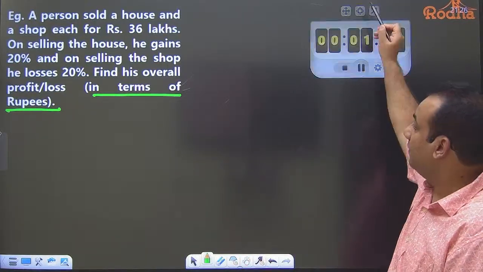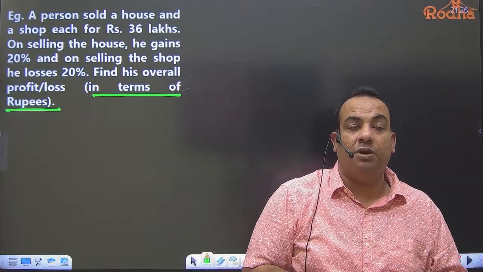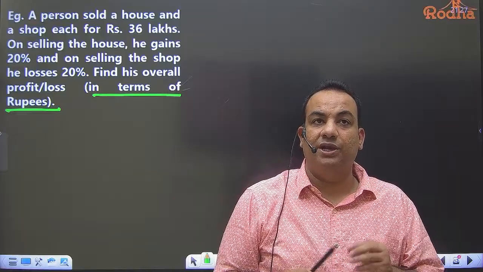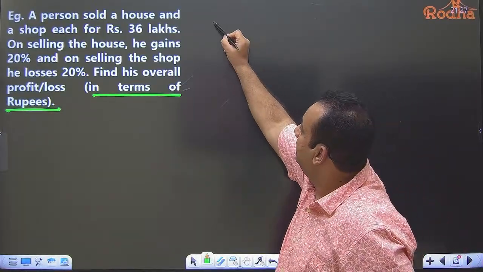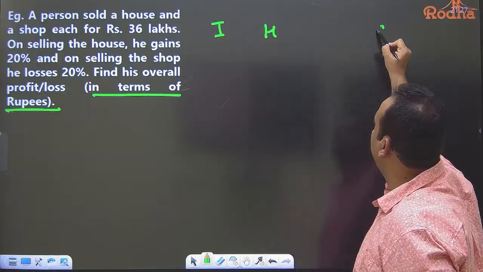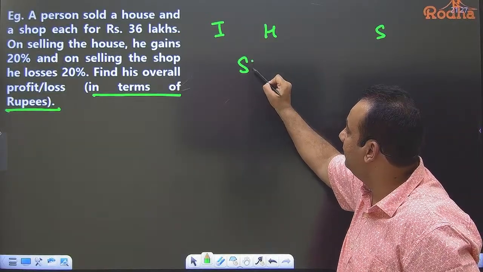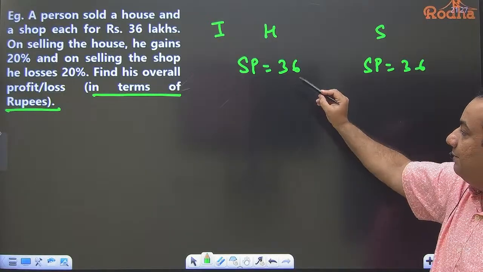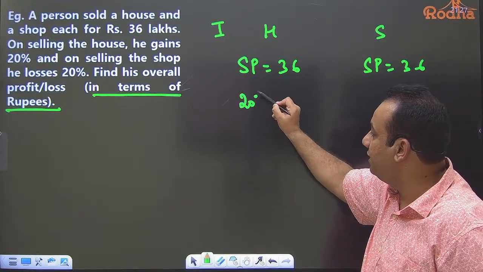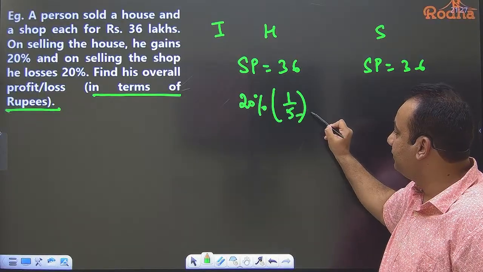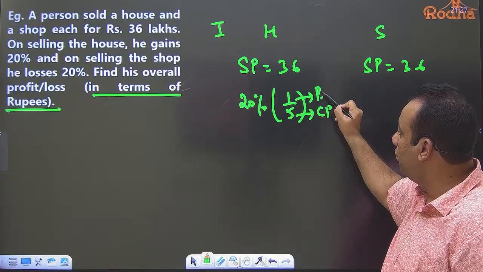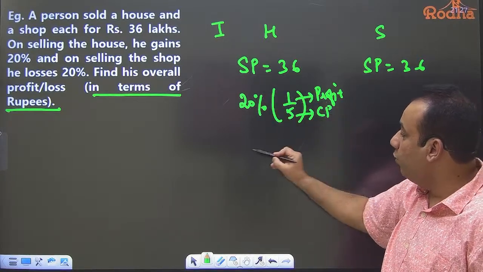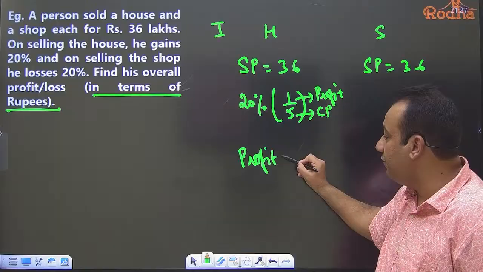Now see this. A person sold a house and a shop each for rupees 36 lakhs. If you want to do this question by basics, you can do that. Suppose this is house, this is shop. Here the selling price is 36 lakhs. Here also the selling price is 36 lakhs. But here profit is 20%. 20% means 1 by 5. It means if CP is 5, then there is a profit of 1. It means selling price is 6. Value of 6 units is 36 lakhs, so value of 1 unit is 6 lakhs. So in this case, profit is 6 lakhs.